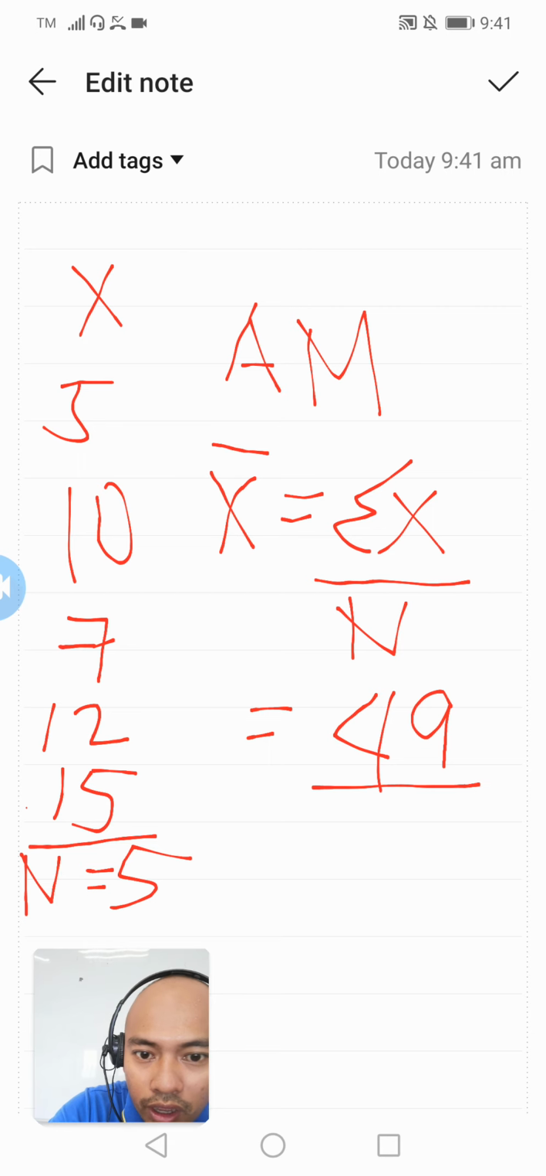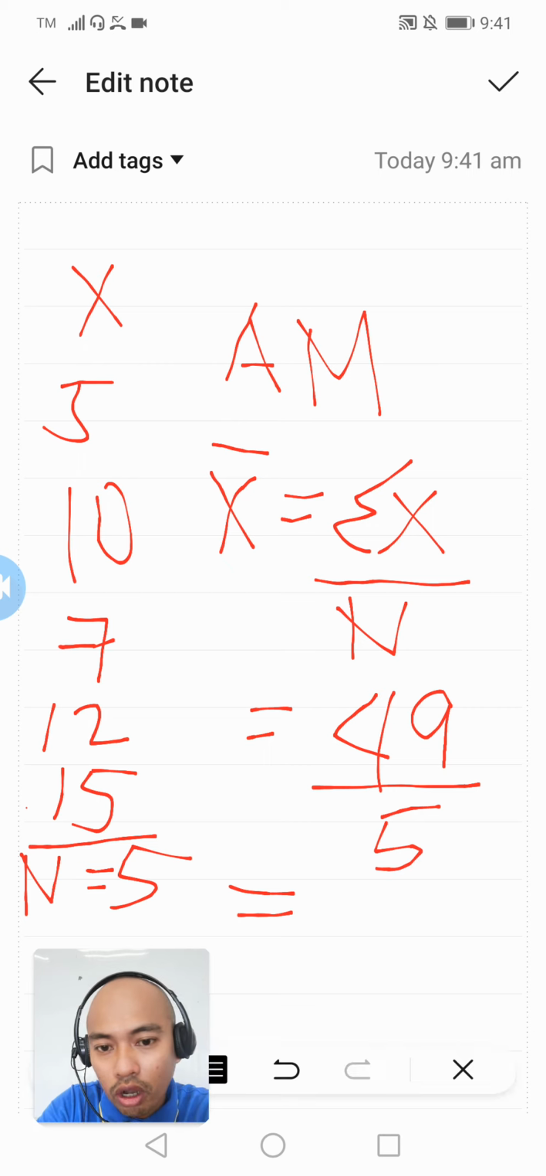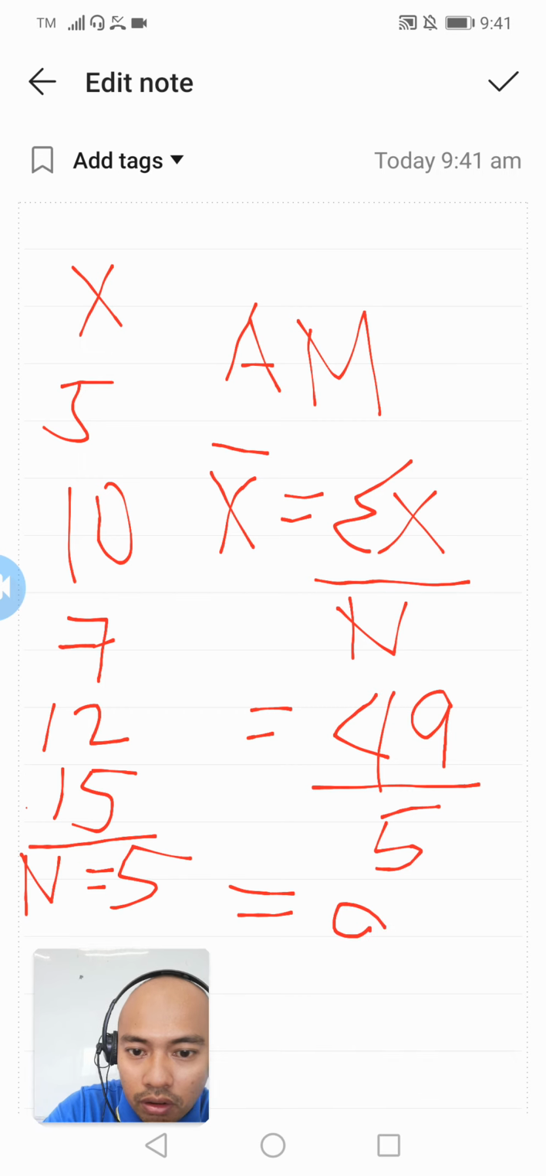Divide it by 5, which is the value of your n. That is equal now to what? What is 49 over 5? It's approximately 9 point something. So approximately 9.8.